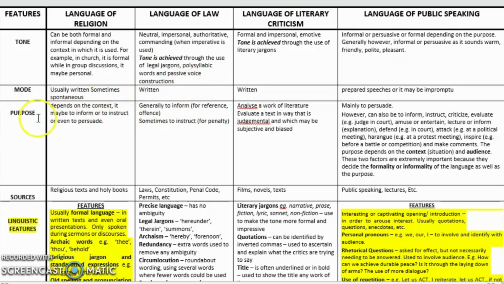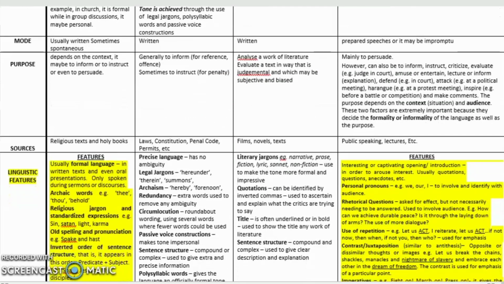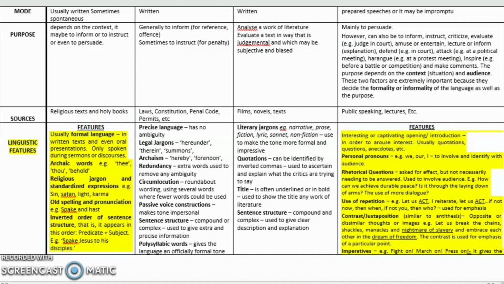The mode is written. The purpose is generally to inform, for referencing or for offenses. Then you have your purpose, once again, it's there to instruct. So if it's for a penalty, what are the penalties that follow after you've done something. Recently, while doing this video, there was a penalty given for those who are not wearing face masks. Those are also instructions that you have to follow. What will happen if an officer or a government official comes to you and penalizes you for not wearing a face mask? Those are what you mean by instructing us what to do and where to pay, etc. So those are your purposes.